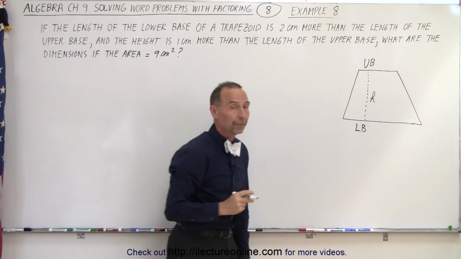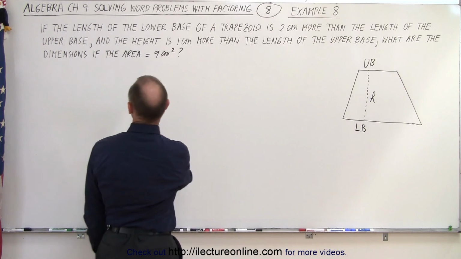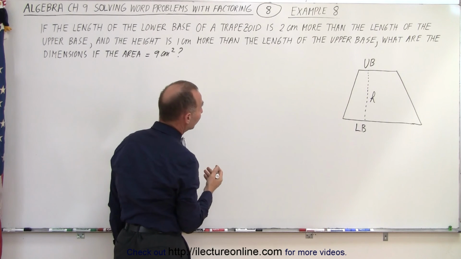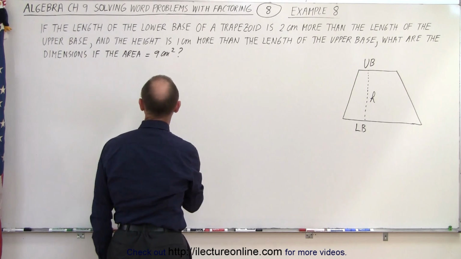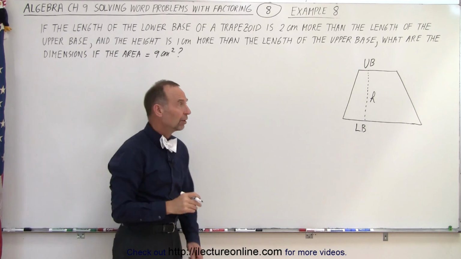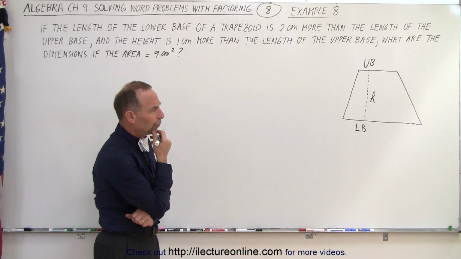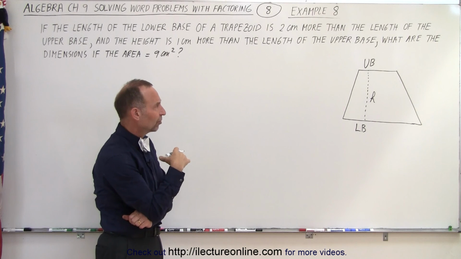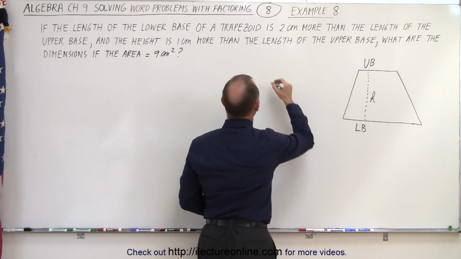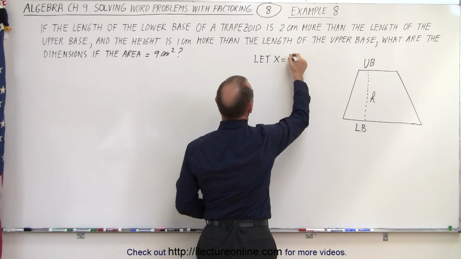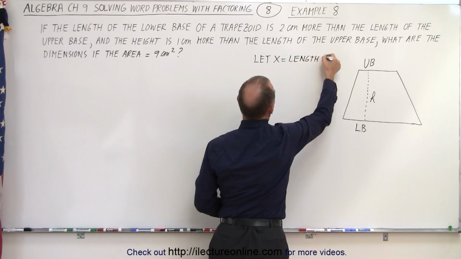All right, now, what else do we know? It says that the height is 1 centimeter more than the length of the upper base. And what are the dimensions if the area is equal to 9 square centimeters? So we have to express the bases. Since the upper base is the shortest length, we can say let x equal the length of the upper base.